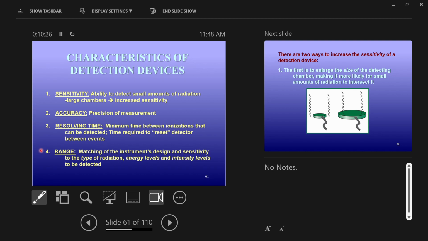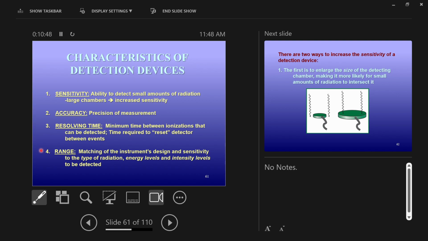Devices that are designed to detect a very specific type of energy, like if it's only designed to detect alpha particles, it's going to be really, really great at detecting alpha particles. It's going to have high accuracy, high sensitivity for detecting alpha radiation, but you expose it to X-rays, and it's going to have very low sensitivity and very low accuracy for that. That's the point about range, okay?